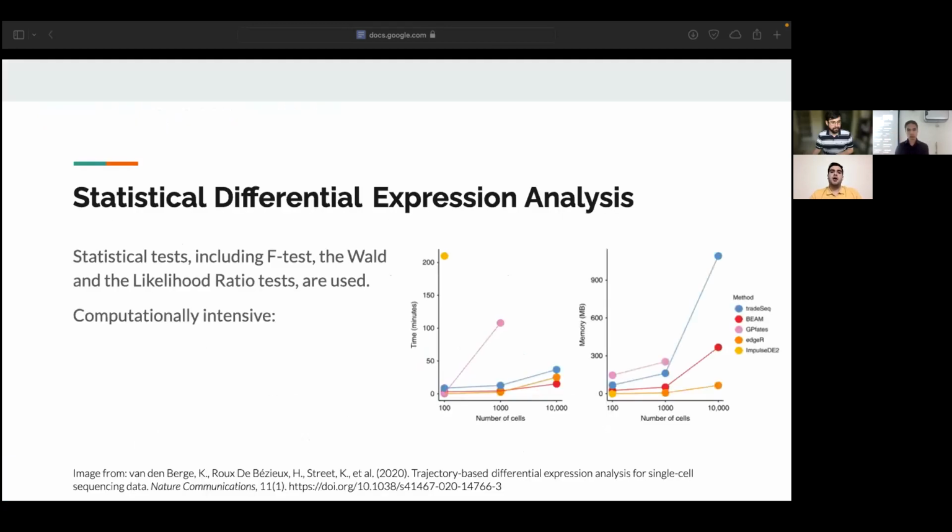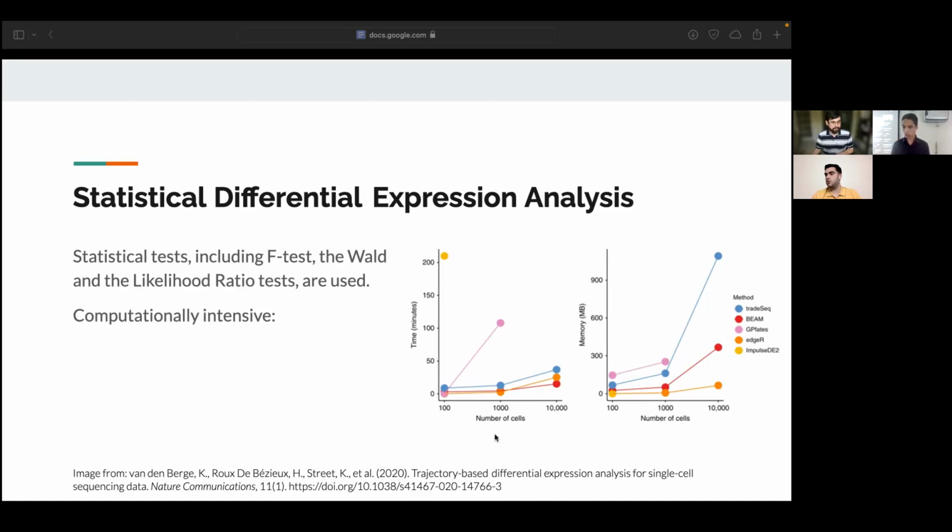But having a high or low level of expression doesn't necessarily mean that a specific gene is differentially expressed, and statistical analysis tests are needed to identify such genes. Different tests like the F-test, the Wald test, and the likelihood ratio test were performed to identify the differentially expressed genes. But the problem with this approach is that the statistical tests are computationally intensive.